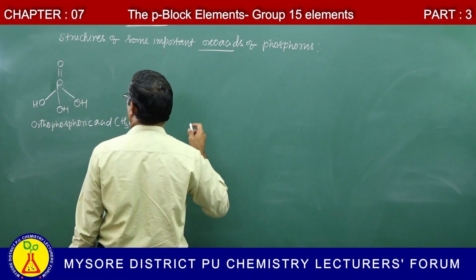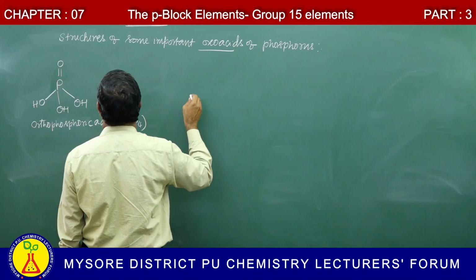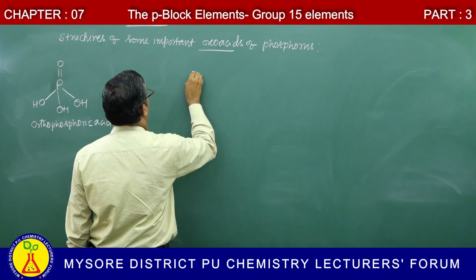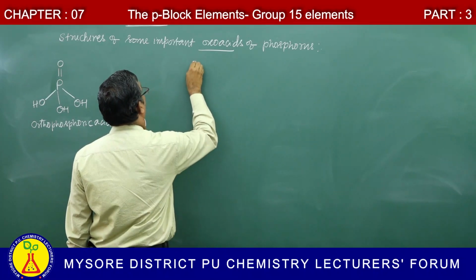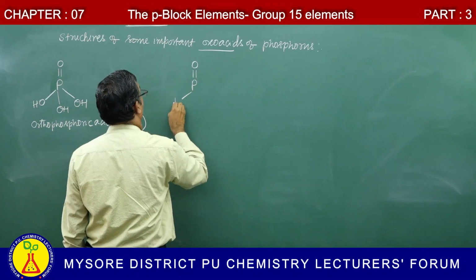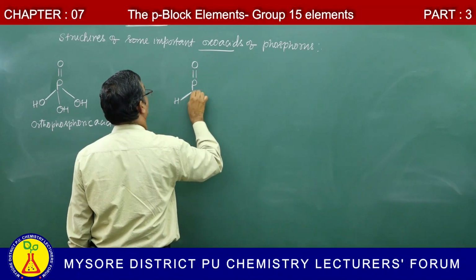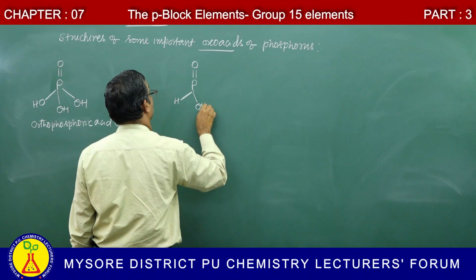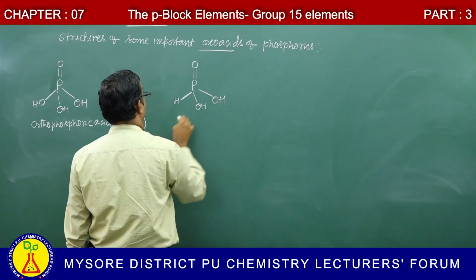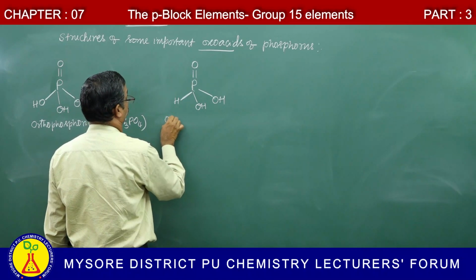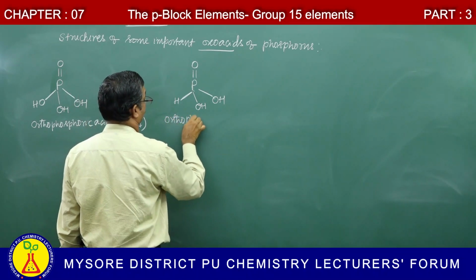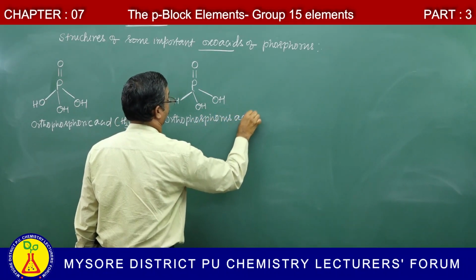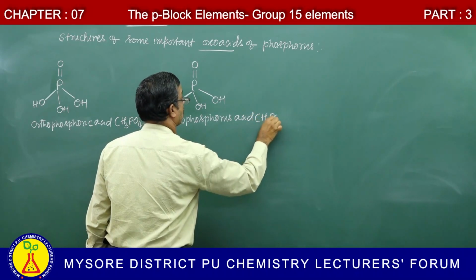Second one, orthophosphorus acid. Orthophosphorus acid: P=O, this is H, OH and OH. This is orthophosphorus acid. Formula is H3PO3.